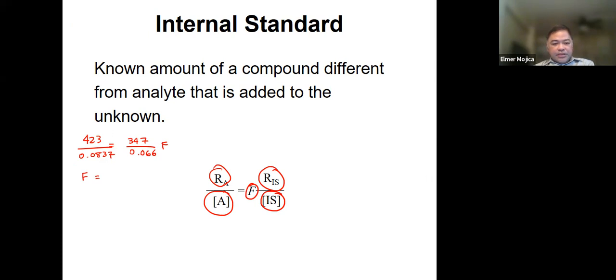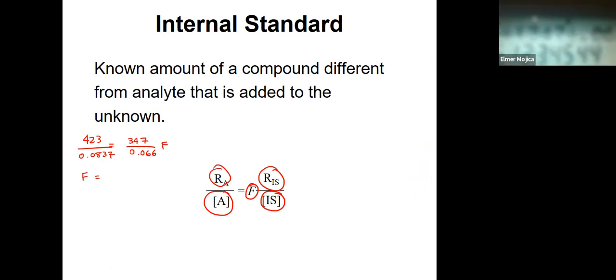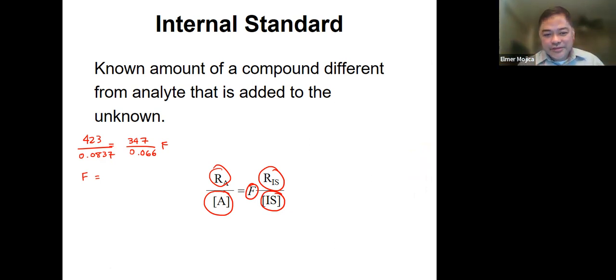If you do the calculation, what's the F that you get? Point 961. That's what came out in my calculation. Okay? So you get around 0.961. So the next thing that you're going to do, you're going to use the F.